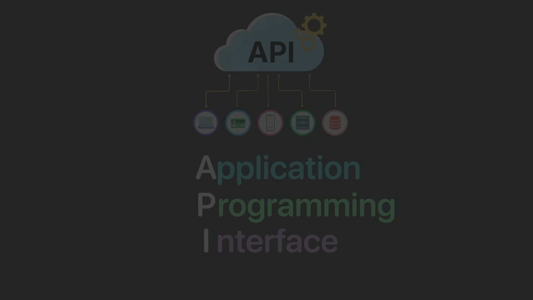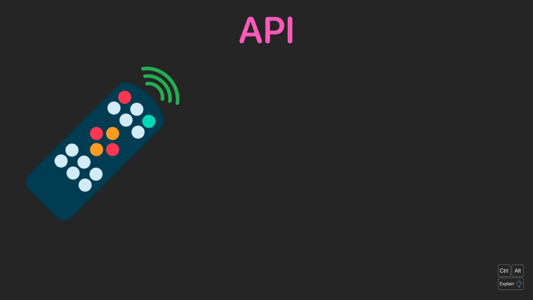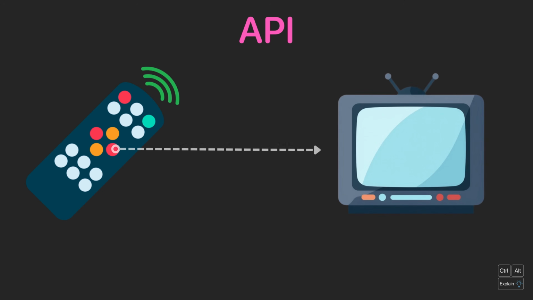Think of an API like a TV remote control. You point the remote at the TV and press a button, maybe volume up or channel down. You don't need to know how the TV processes the signal, how the circuits work, or how the screen updates. You just press a button, the remote sends a request, and the TV returns a result. That's exactly what an API does.